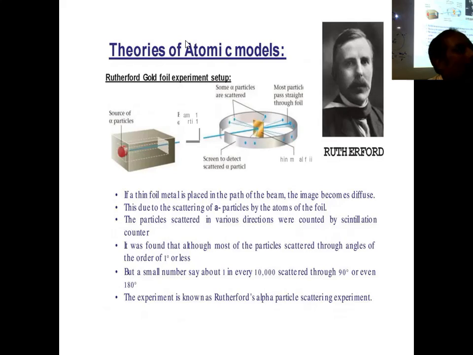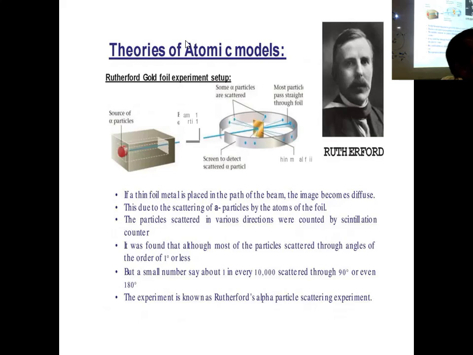So we came to the next model, and that was based on an experiment, the first such experiment, called the Rutherford alpha particle scattering experiment. Three types of particles are there: alpha, beta and gamma. Alpha is a helium nucleus, beta is an electron, and gamma is electromagnetic radiation, that is light.